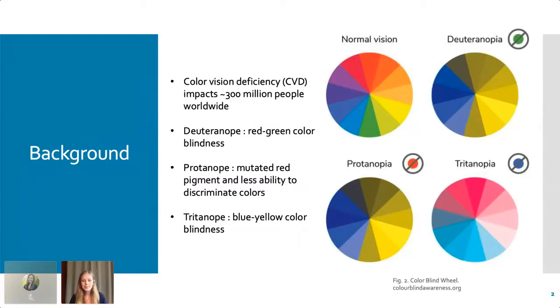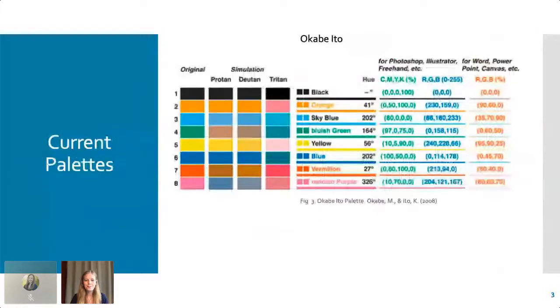The three types of CVD are deuteranope, protanope, and tritanope. Deuteranope is the most common form of CVD, also known as red-green color blindness. Protanope is less common than deuteranope, but described as mutated red pigment and less ability to discriminate colors. Tritanope is relatively rare, but known as blue-yellow color blindness.